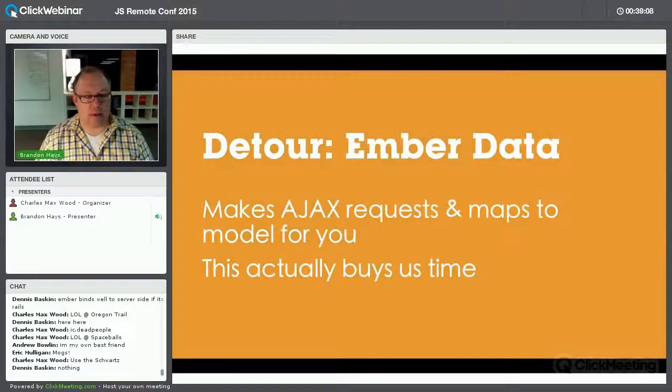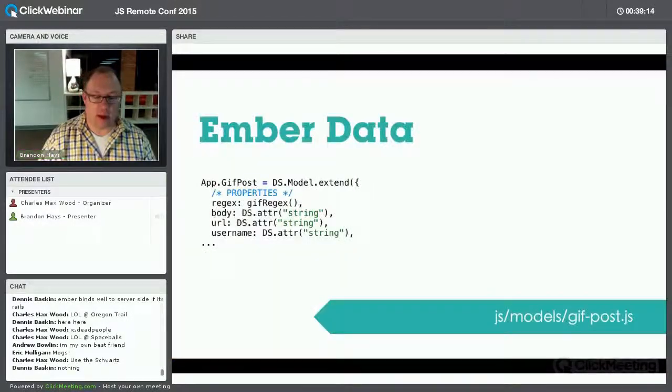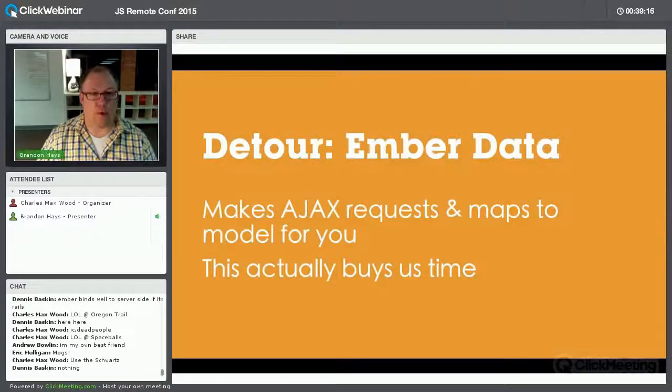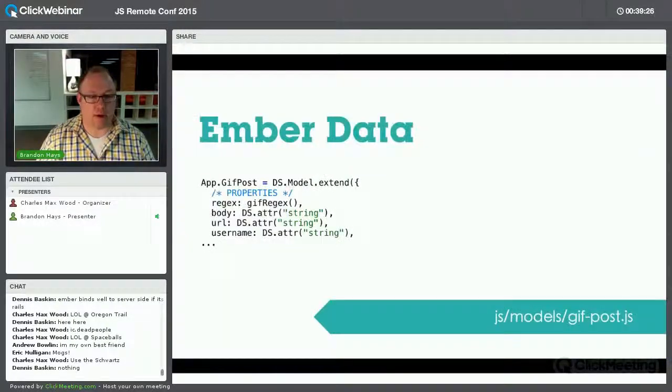So we're going to take a little detour into Ember Data. I really like Ember Data. It makes AJAX requests for you, and it maps to the model. I know people who don't like Ember Data and write this stuff themselves, and it doesn't take that long to write your own implementation of something like this. But Ember Data in this case actually bought me time. So taking the model that we had written before, I just convert it to this and declare some properties, and that's it. It took like 15 or 20 minutes to do this total for me in real life. And it buys us lots of good stuff.